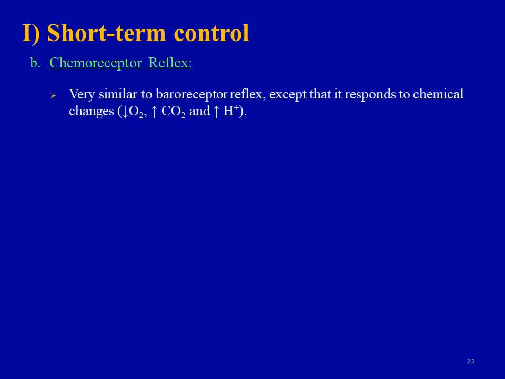Now the second short-term controller is the chemoreceptor reflex. It is a well-known controller of the ventilation or pulmonary ventilation or breathing, but also it plays a role in the regulation of blood pressure. It is very similar to the baroreceptor reflex, except that it responds to chemical changes like low oxygen, high carbon dioxide, high hydrogen concentration or acidosis. As you know, we have central and peripheral chemoreceptors.